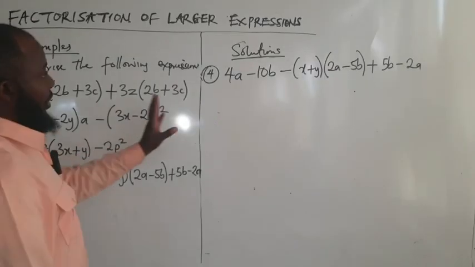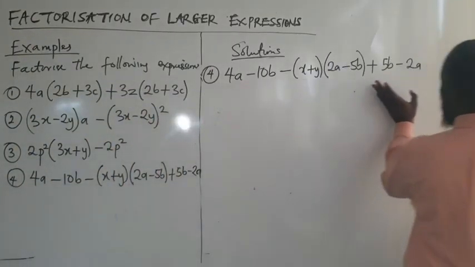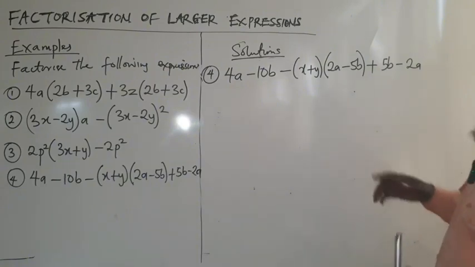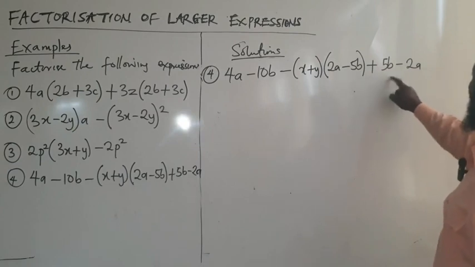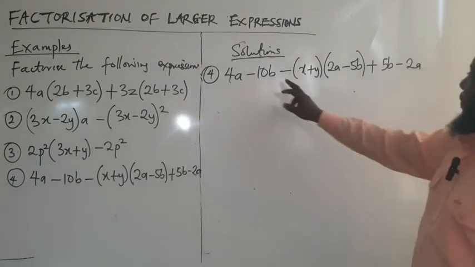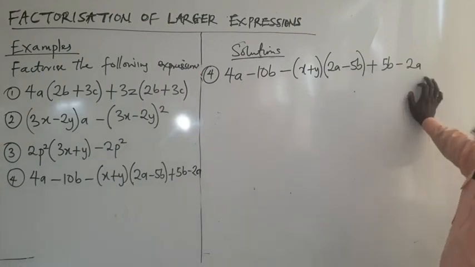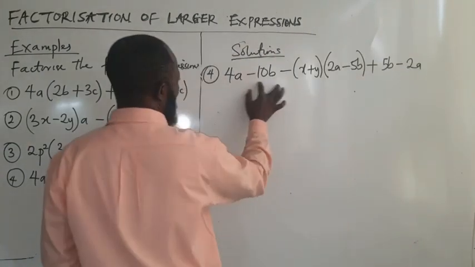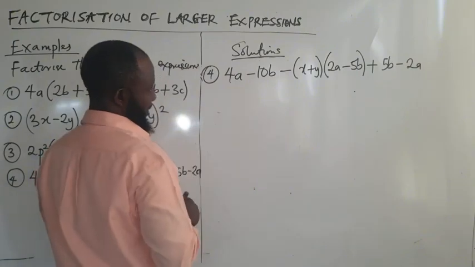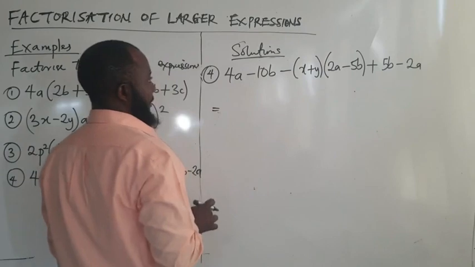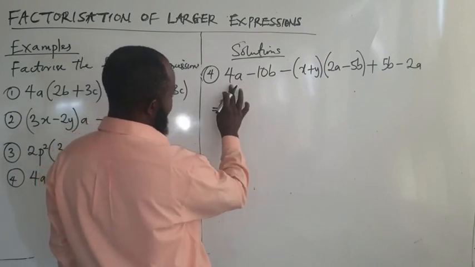Question number 4 is a very long expression. So how are we going to do this? It's very simple. How many terms do we have there? We have 1, 2, 3, 4, 5. Now we can combine these two terms together to make one. We can also combine this out. So we just need to factor out what is common to this and this. That's the first thing we're going to do, so that we're able to know which one is common here. So let's factorize this.